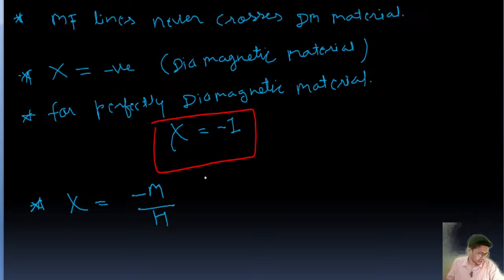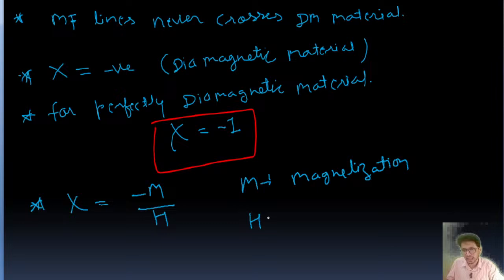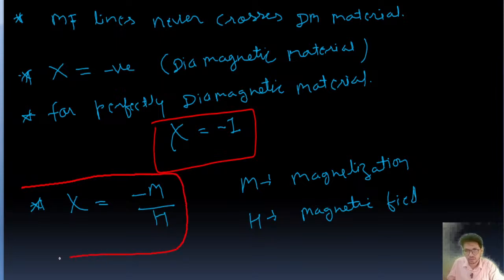Okay, so M upon H, where M is magnetization and H is the magnetic field strength, the applied magnetic field, also called magnetic field intensity. So chi is equal to, very important formula, chi equal to minus M upon H.